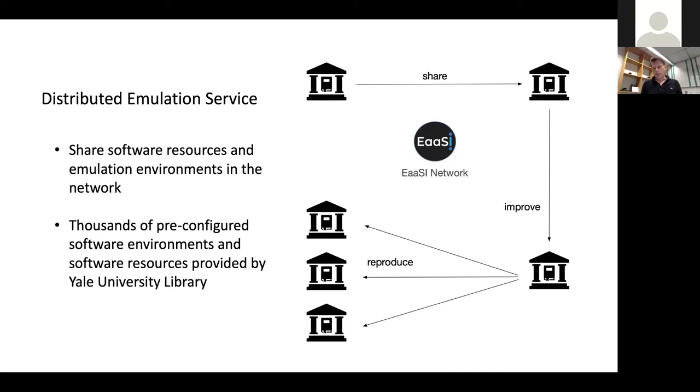So the goal is that someone produces this environment and puts some effort into producing a proper Windows 98 environment, and is able to share this. As part of this project, the Yale University Library will provide thousands of pre-configured software environments. So we need infrastructure to share these among the EaaSI network. Once they are available in the EaaSI network, you should be able to improve them because not everything is set up properly or the way you like it in the first run. So we want to give you the tools to improve any environment and to share it again.